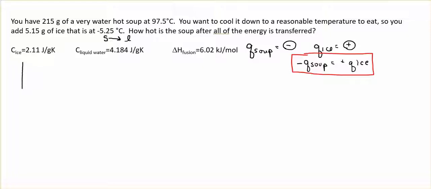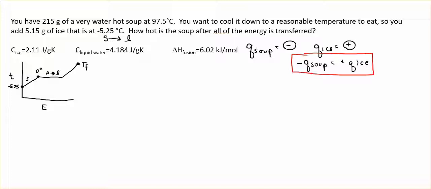So if we look and see what a heating curve would look like for the ice, remember the heating curve has temperature along this axis and energy added along this axis. We're going to start the ice here at our initial temperature of negative 5.25 degrees Celsius. It's going to increase in temperature as it's a solid until we get to 0 degrees Celsius. Then it's going to undergo the phase change to go from a solid to a liquid, and then it's going to increase in temperature until we get to the final temperature. So this has three different Qs.